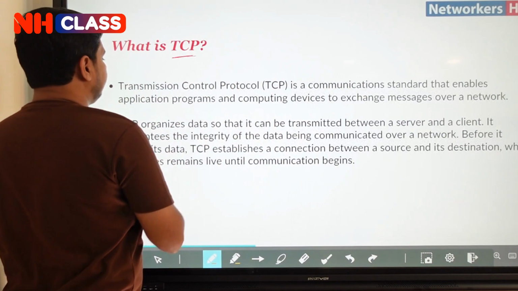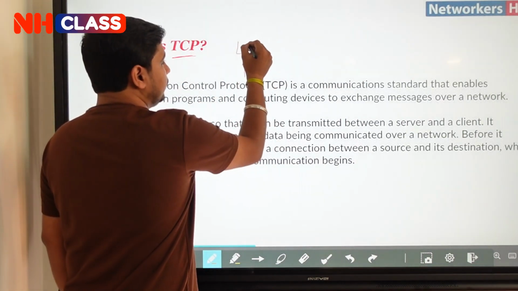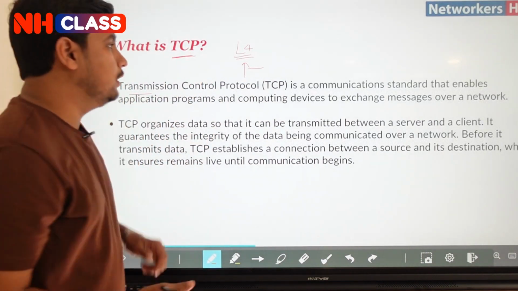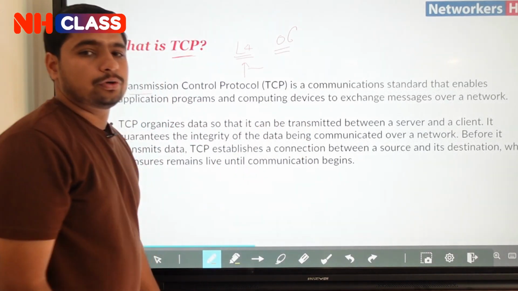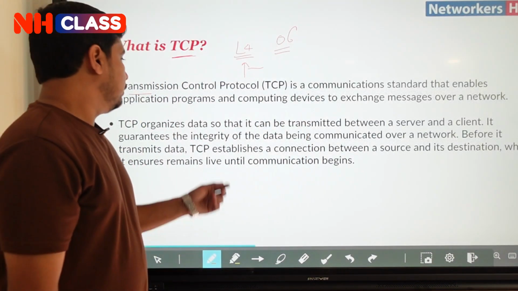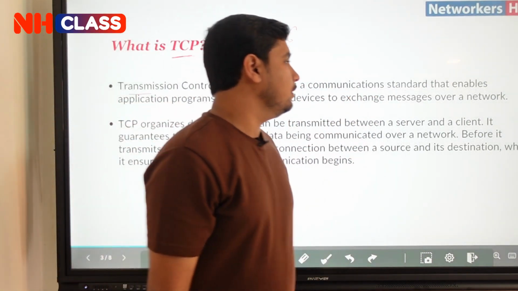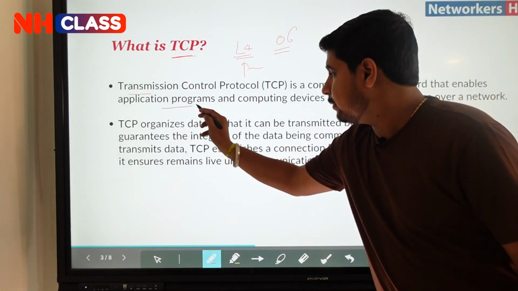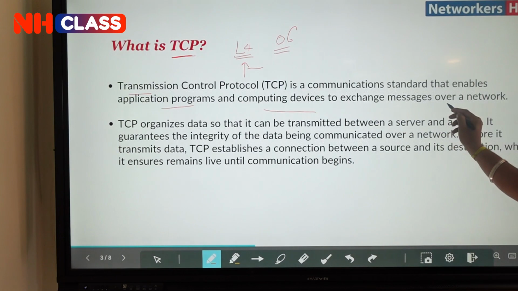So TCP, Transmission Control Protocol, which we use on layer 4 exactly. As per the OSI layer, this is layer 4, and the protocol number, I hope everybody knows, is protocol number 6. Transmission Control Protocol is a communication standard that enables application programs and computing devices to exchange messages over a network.